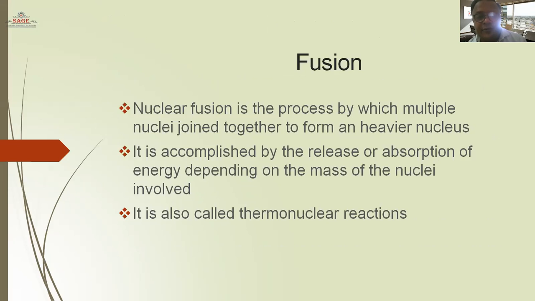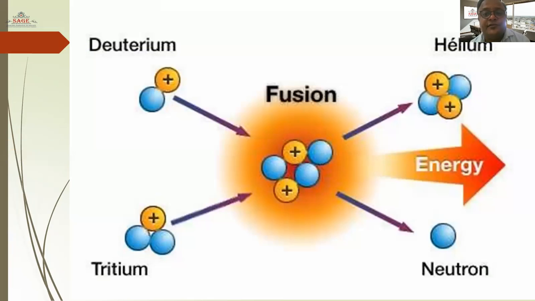Nuclear fusion is the process by which multiple nuclei join together to form a heavier nucleus. It is accomplished by the release or absorption of energy depending on the mass of the nuclei involved, and it is called thermonuclear reactions. So this is fusion, a different process in which a number of light nuclei are combined, creating some amount of energy.